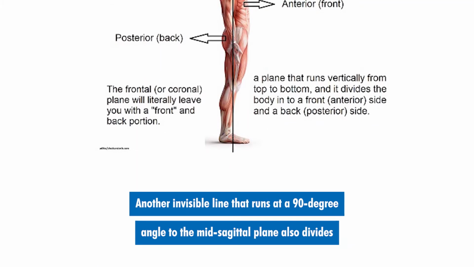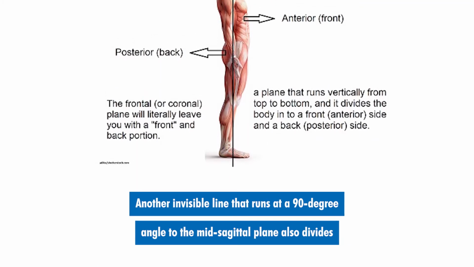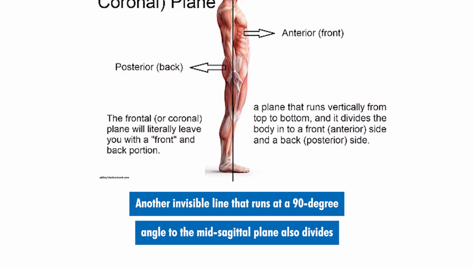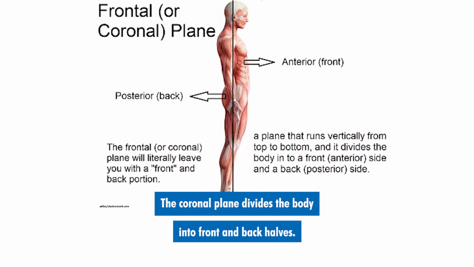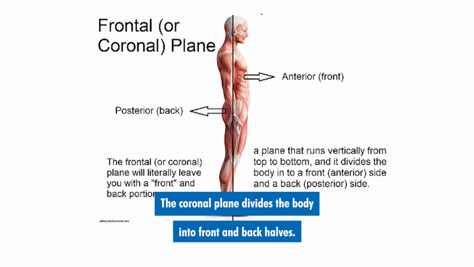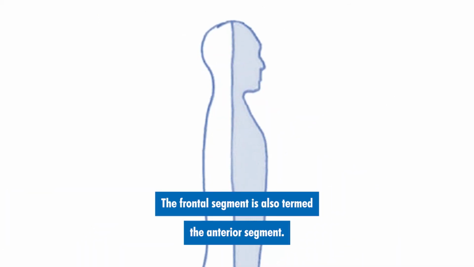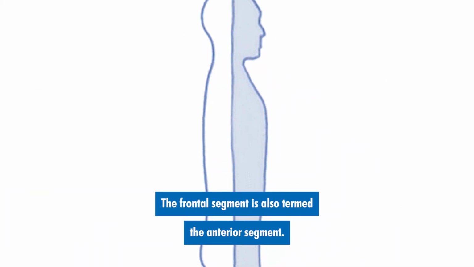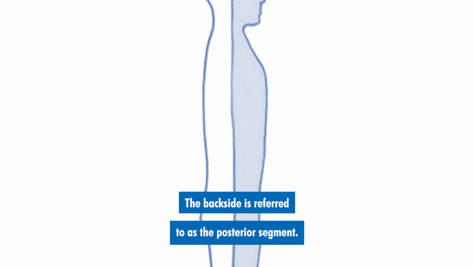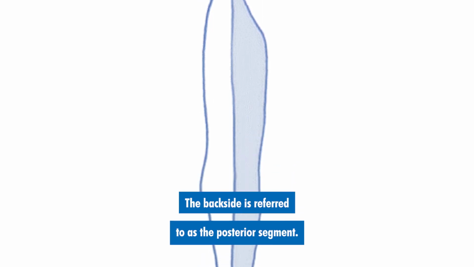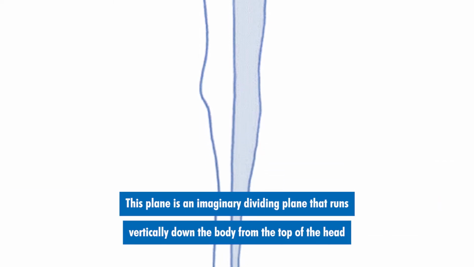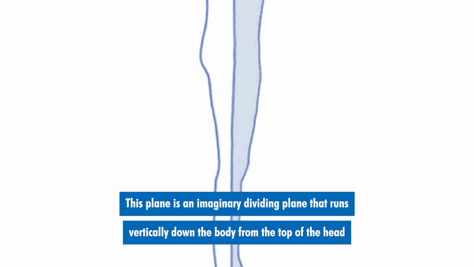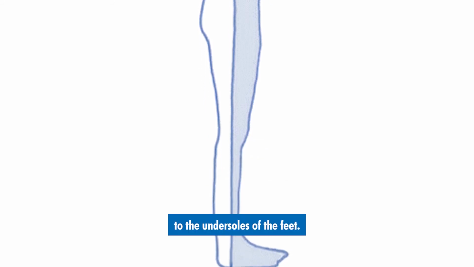Another invisible line that runs at a 90-degree angle to the mid-sagittal plane also divides the body into halves. The coronal plane divides the body into front and back halves. The frontal segment is also termed the anterior segment. The backside is referred to as the posterior segment. This plane is an imaginary dividing plane that runs vertically down the body from the top of the head to the undersoles of the feet.